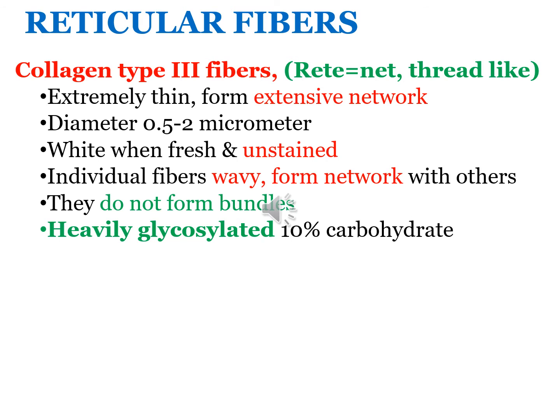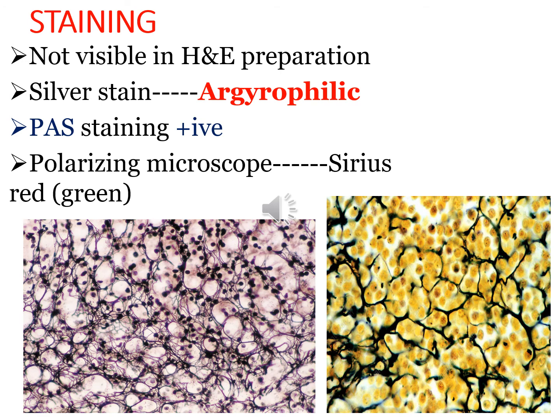And these are highly glycosylated fibers. They have a rich sugar content. About 10% carbohydrates are present in reticular fiber, as opposed to collagen fibers where there was 1% carbohydrate. They are not regularly stained by H&E staining, so you need special stains to visualize them. As they are extremely thin, they are not visible in H&E preparation, regular preparation, so you need special stains.